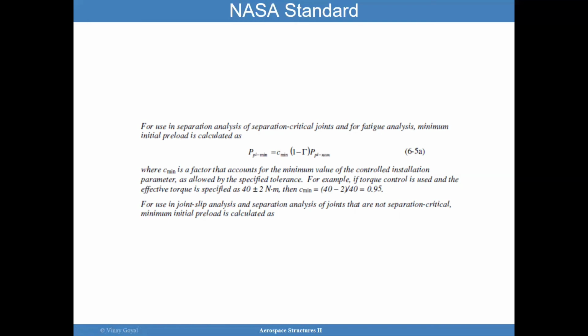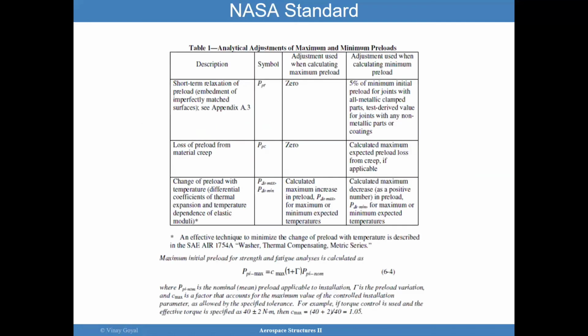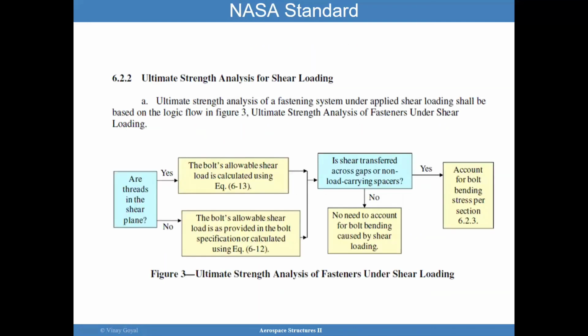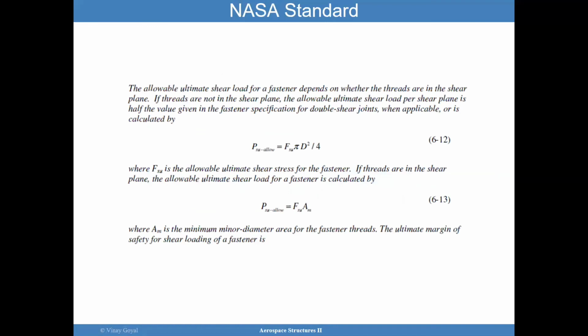For joint slip analysis and separation analysis of joints that are not separation critical, the minimum initial preload can be considered. We also have to calculate the ultimate strength analysis for shear loading. And for shear loading, this is the typical calculations that will be needed to account for.